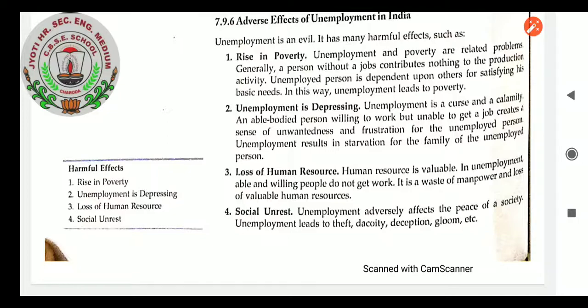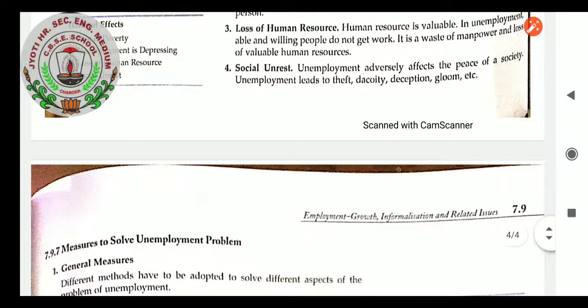An able-bodied person willing to work but unable to get a job feels a sense of unwantedness and frustration. Unemployment results in starvation for the family of the unemployed person. Loss of human resource, students. Human resource is valuable. In unemployment, able and willing people do not get work. It is a waste of manpower and loss of valuable human resources.